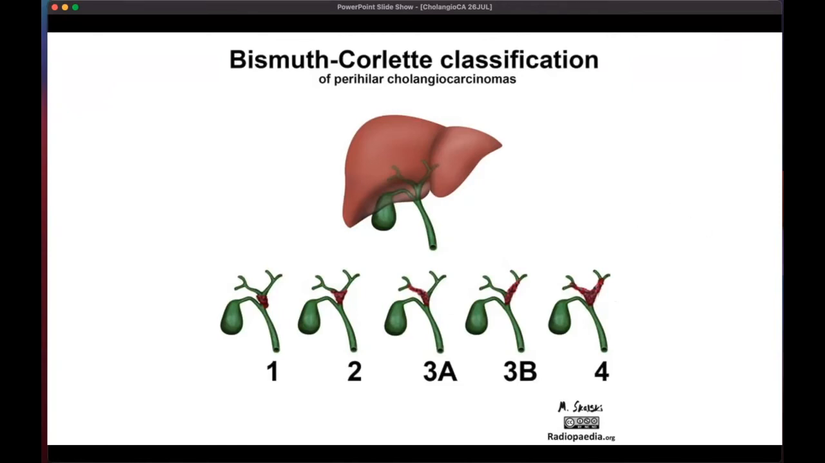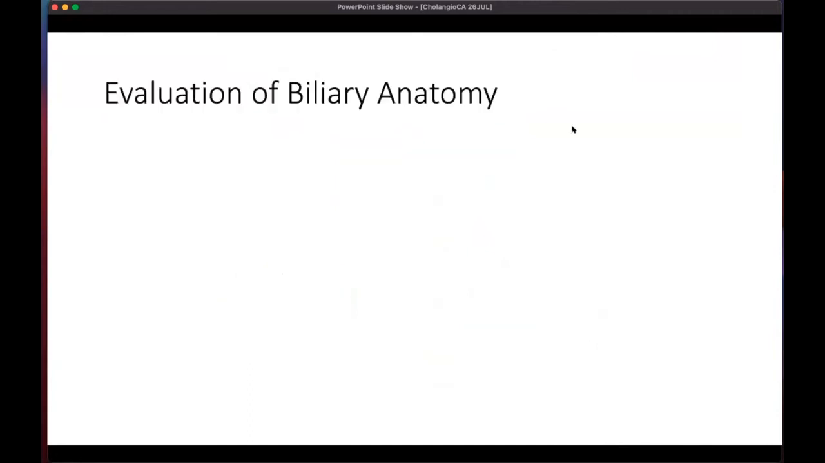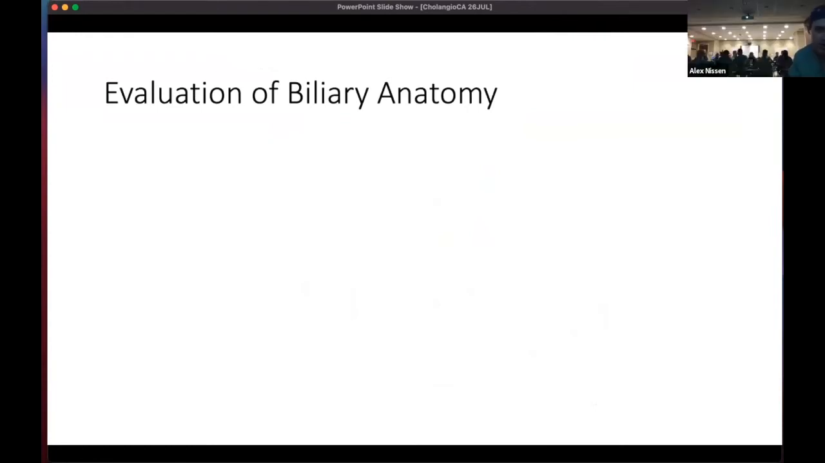So how are you gonna evaluate that anatomy? What imaging are you gonna get for these patients? Frequently, these patients will present already having a CT, but I think an MRCP prior to any decompression of their biliary tree would be ideal.